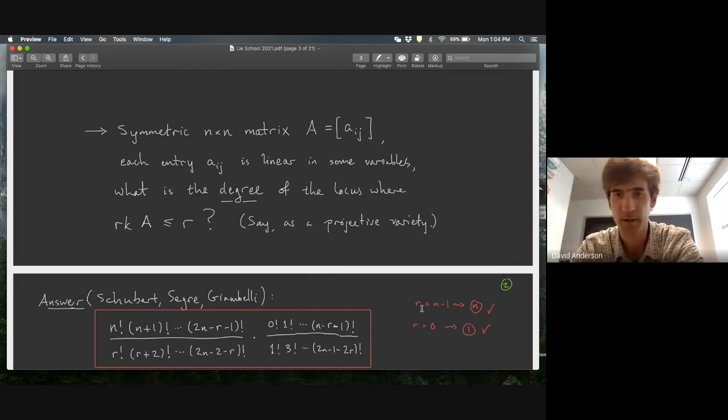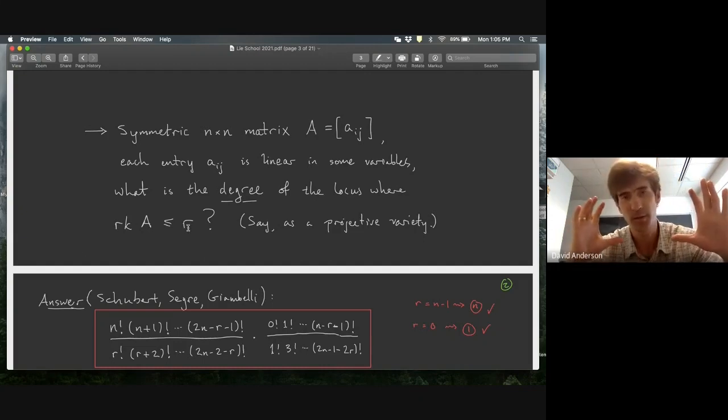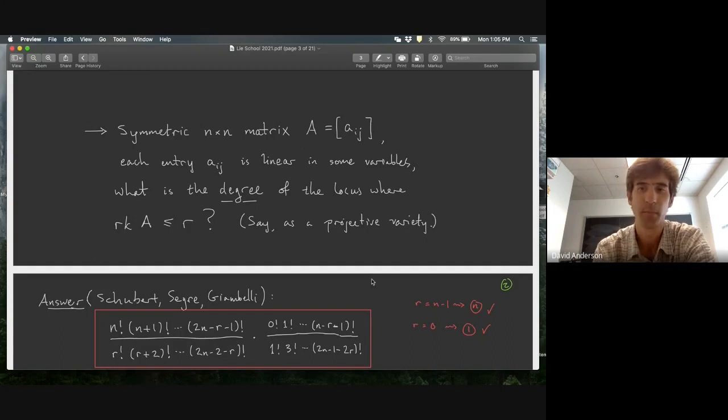As a little sanity check, if r is n minus 1, well, then for the degree of the locus where the rank of a matrix is at most r, you're just imposing that the determinant be 0. And the determinant is a degree n function if you've got an n by n matrix of linear functions. So that says if you plug in r equals n minus 1 to this formula, you get n, which is good.